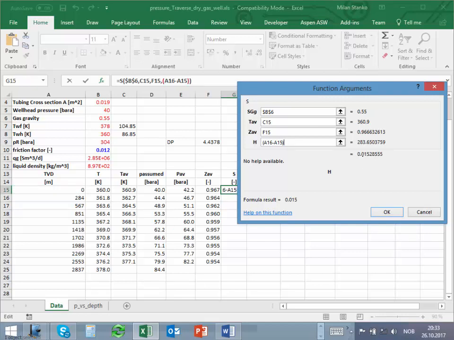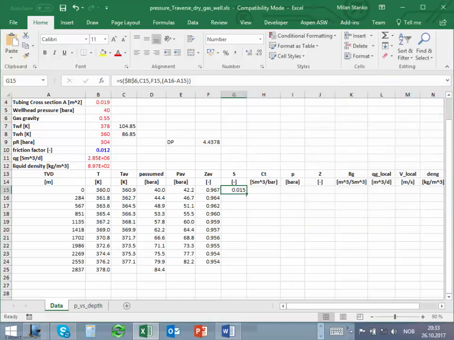Okay, and remember the number I had for the full well. How much was it? 0.155. This one is an order of magnitude less than the full well. Okay, then I just drag it down. It should work. So it's the same for all segments. The S is not much. And then CT.